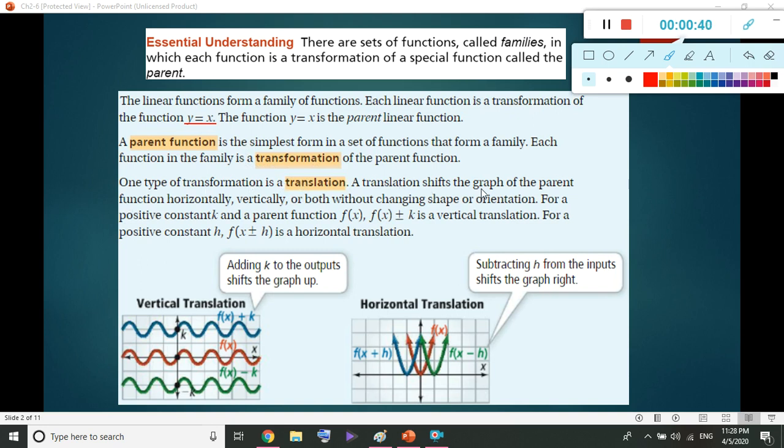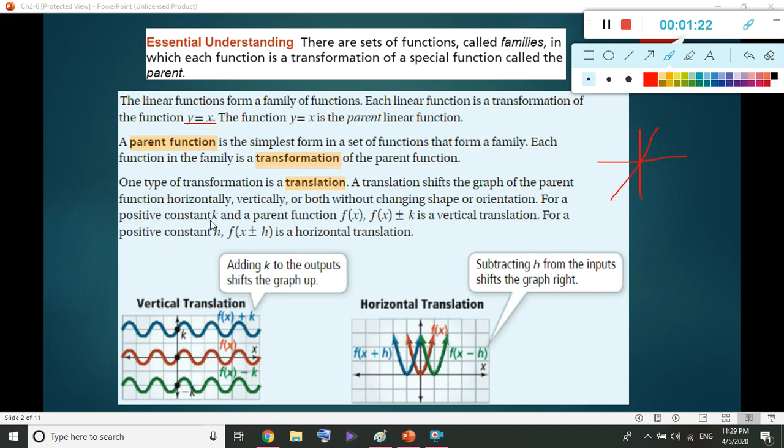A translation shifts the graph of the parent function horizontally or vertically or both, without changing the shape or the orientation. For example, if we have y equals x, its orientation is obviously this. It's not purely accurate, but this is y equals x. The translation is going to move this horizontally, to the right or to the left, with the same shape, or move it upward or downward vertically, with the same orientation or the same shape.